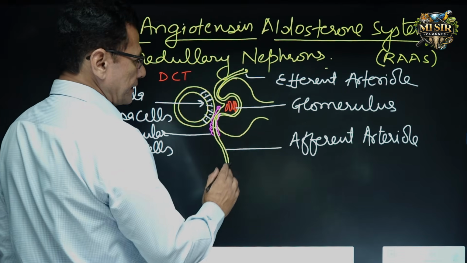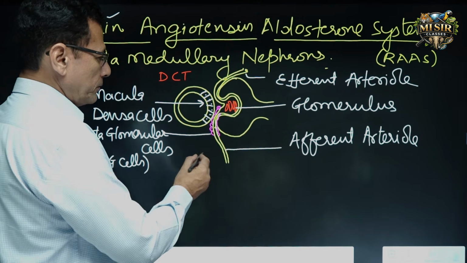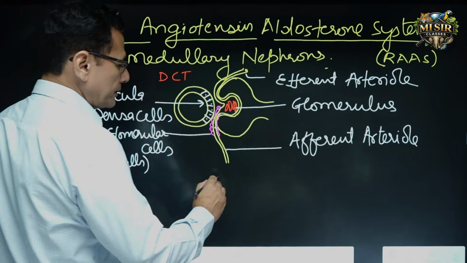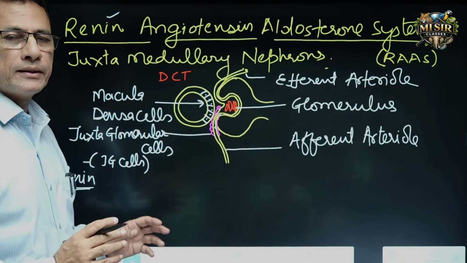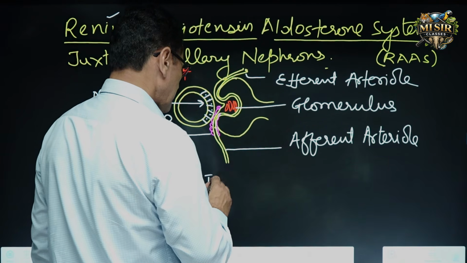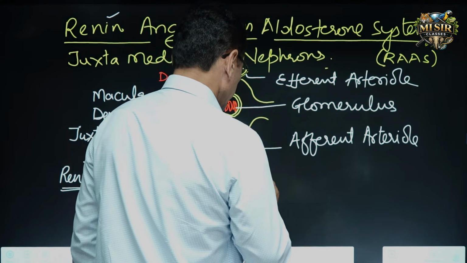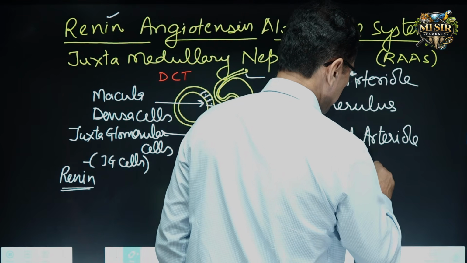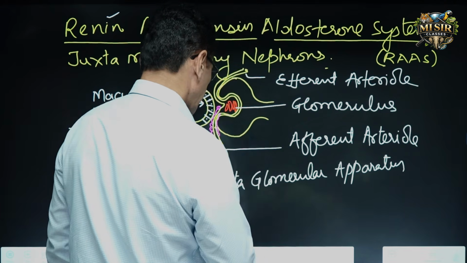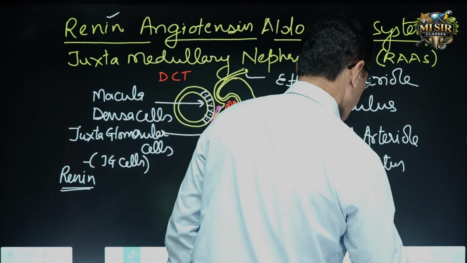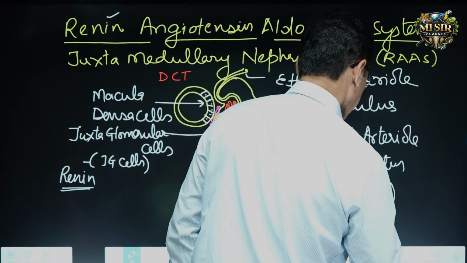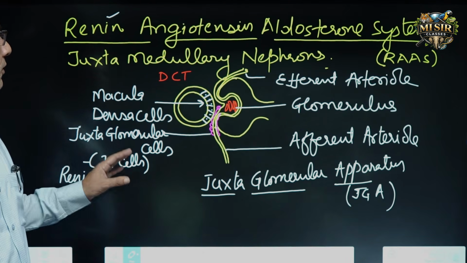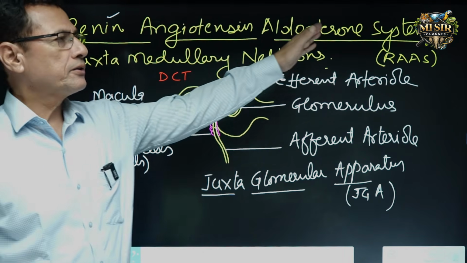Juxtaglomerular cells. So in this entire structure, this is Bowman's capsule, this is DCT, and this is afferent arteriole, glomerulus. This entire structure which I have drawn over here makes up the juxtaglomerular apparatus, or in short, JGA. Now this structure is involved in this system, renin, angiotensin, aldosterone system.